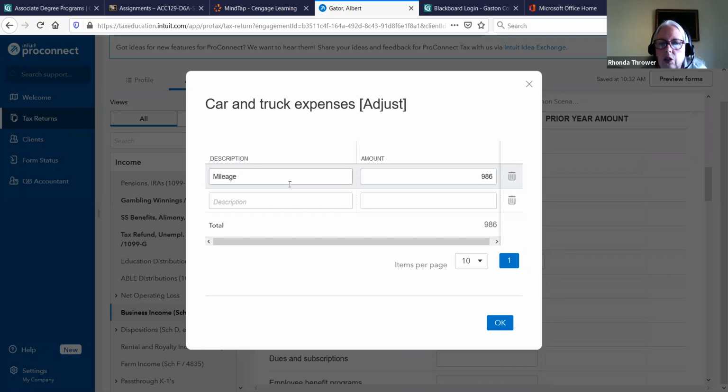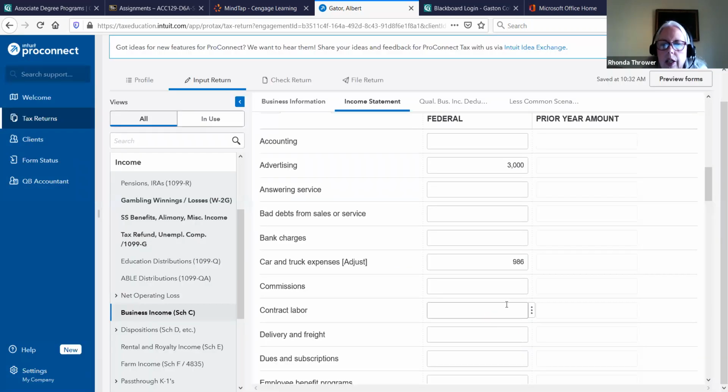Once you have that entered for mileage, you'll click OK. And it goes back and it puts that 986 in there for you. So this is a car and truck expense for mileage. That's the best place that you could put it. And so that's where we put it on ProConnect.